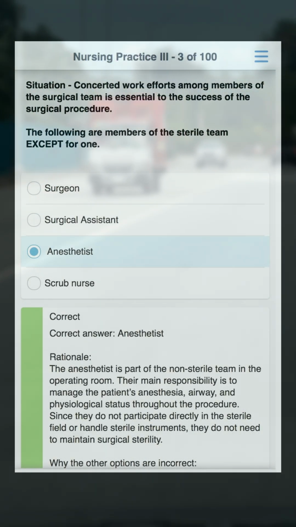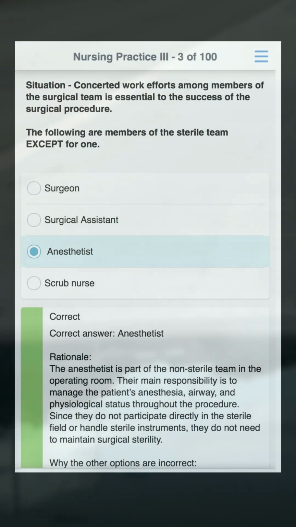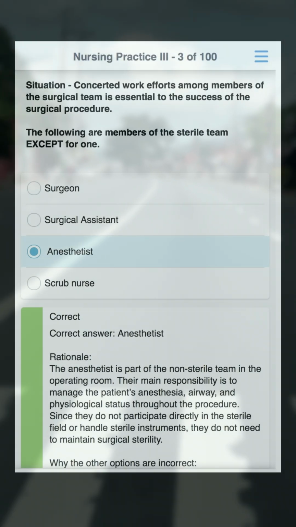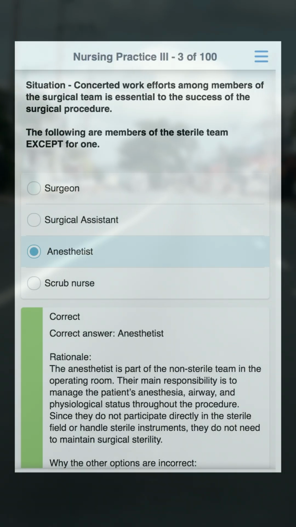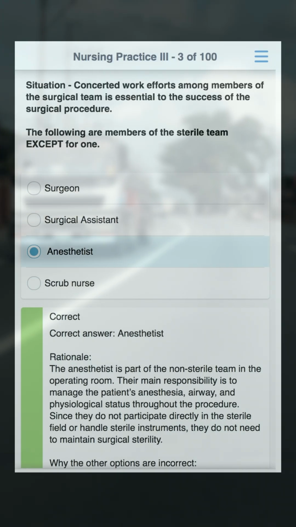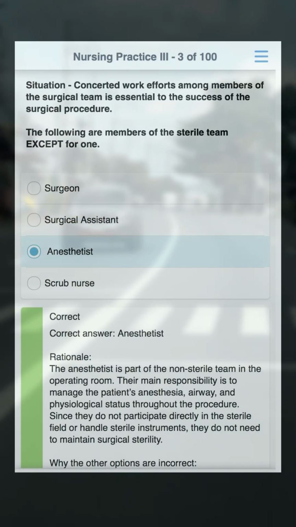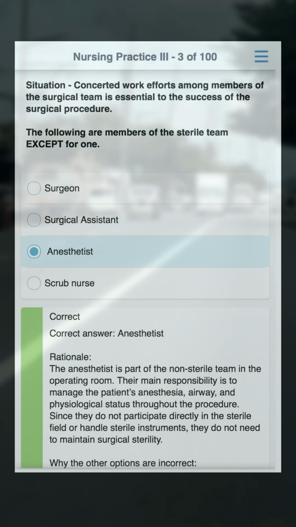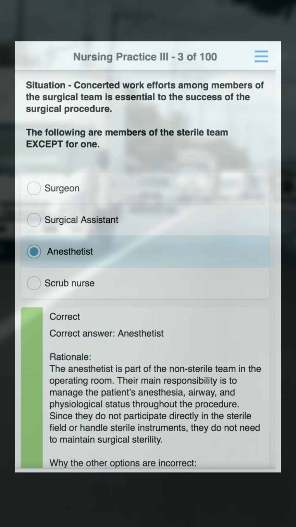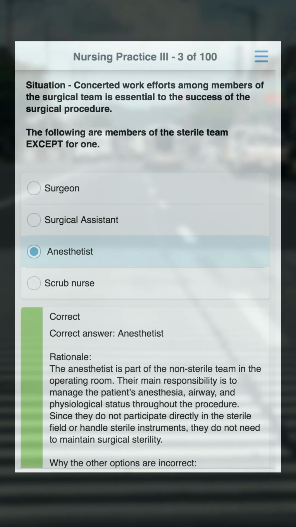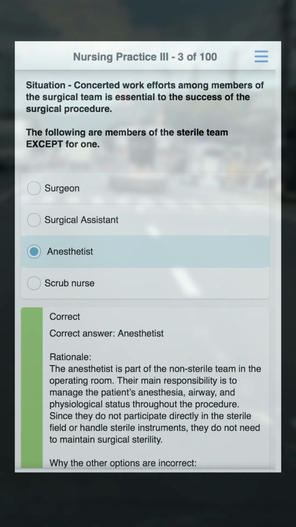This is why role identification is important. A member of the sterile team must know what areas and objects are sterile. A member of the non-sterile team must avoid contaminating the sterile field while still providing essential support. Now let us look at some possible board exam traps. Trap number 1, thinking that the anesthetist is not part of the surgical team. That is incorrect. The anesthetist is an essential member of the surgical team. The question is specifically asking about the sterile team.